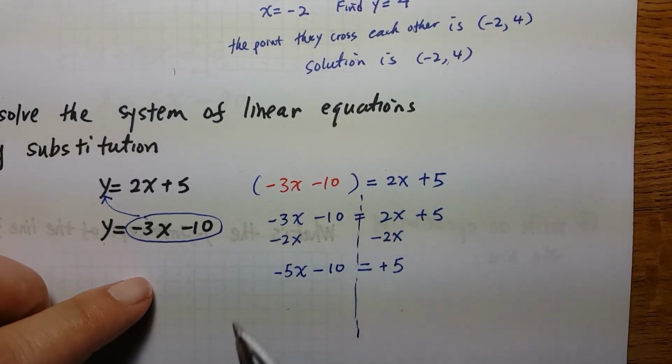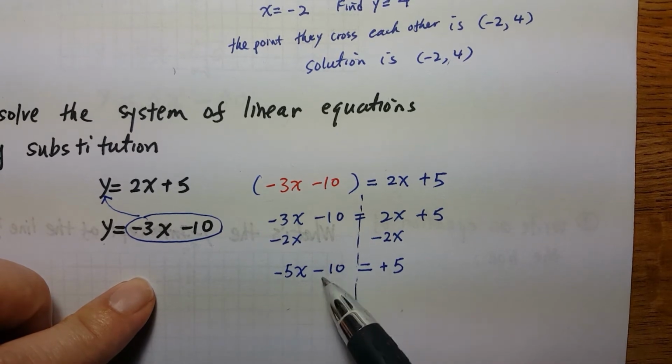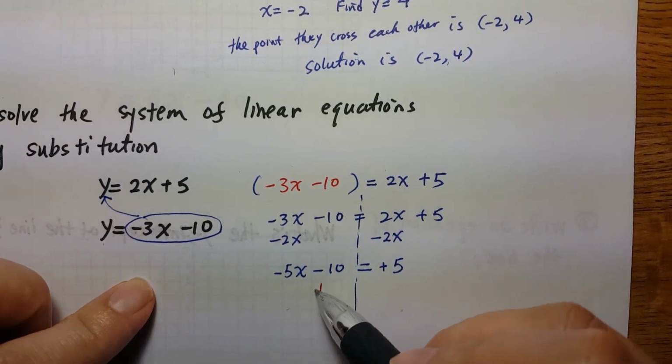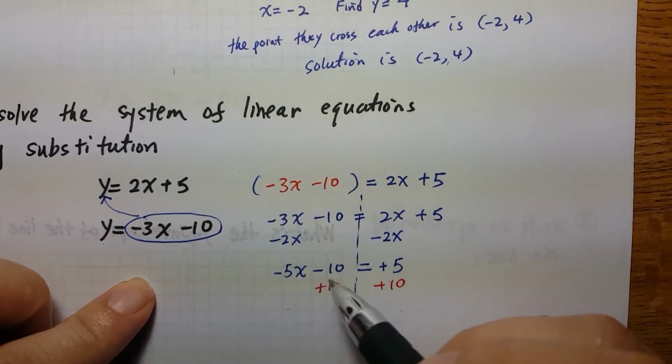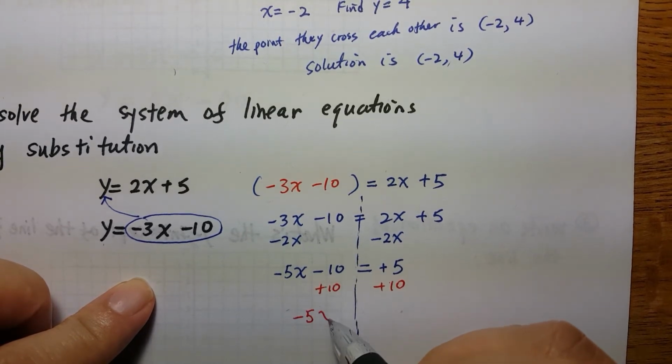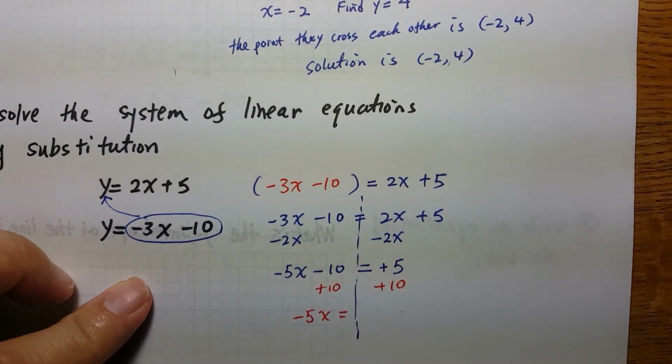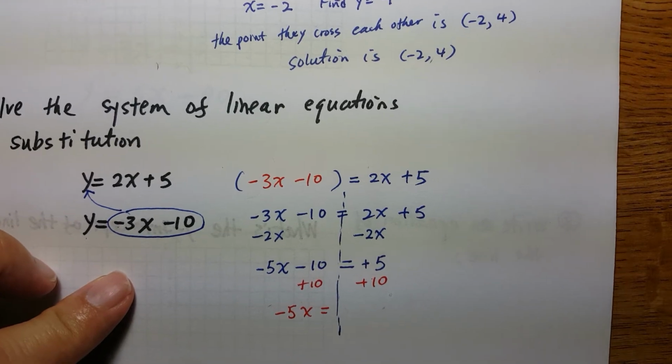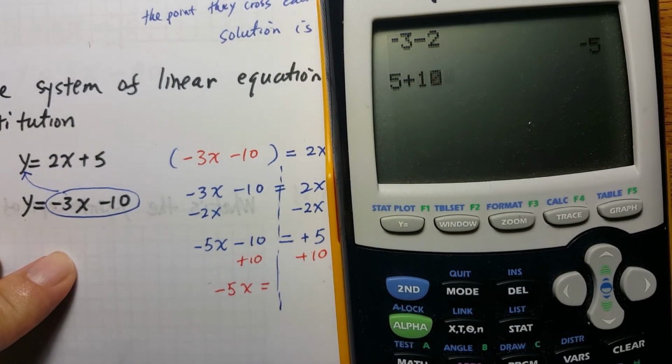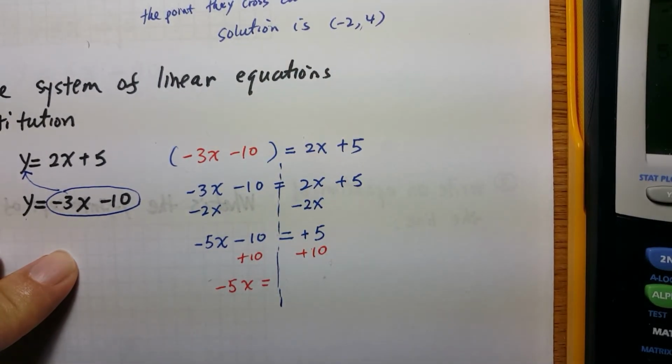Now we want to keep the negative 5x and eliminate the number. We have minus 10, so we do plus 10 on both sides. This cancels, and we get negative 5x equals 5 plus 10. You can do it in the calculator or in your mind: 5 plus 10 is 15. Now we have negative 5x, so we have to divide by negative 5.